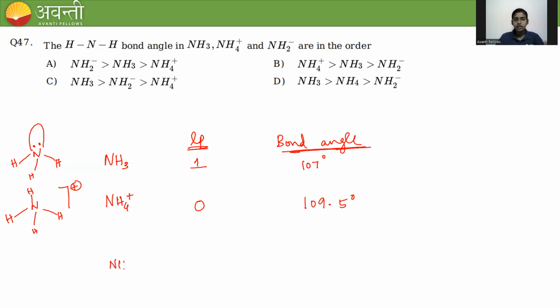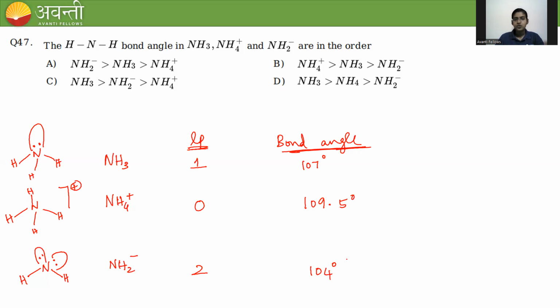Then coming to NH2 minus. We have 2 lone pairs in NH2 minus. The number of valence electrons for nitrogen is 5 and it is gaining 1 electron, so totally 6. Out of 6, 2 are used for bonding and the remaining 4 are present as 2 lone pairs. So the number of lone pairs is equal to 2. And since we have lone pair repulsion, the bond angle for H and H is 104 degrees.